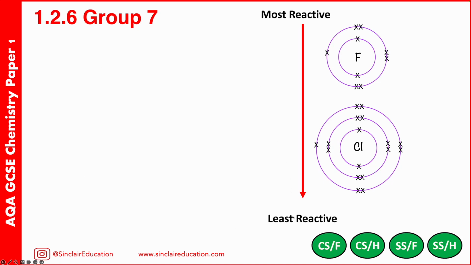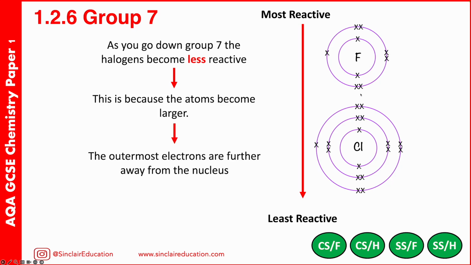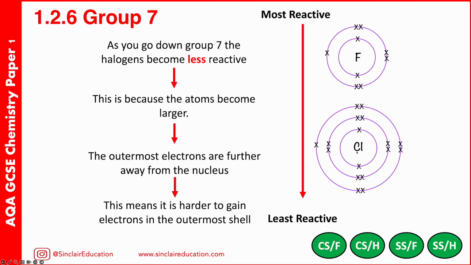As we go down the group, reactivity now decreases. Now, we start off very similar to our alkali metal explanation. It's because as we go down the group, the atom becomes larger and the outermost electrons are further away from the nucleus. So again, there's a weaker attraction between the outermost electrons and the nucleus. But this now makes it harder to gain the final electron to get an outermost shell that's full. And so that means that chlorine finds it harder to attract an electron than fluorine does. And so it will be less reactive.